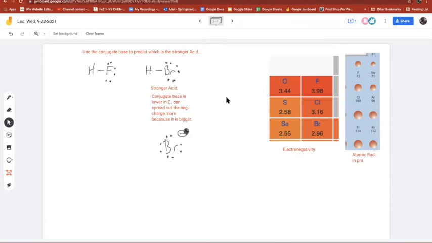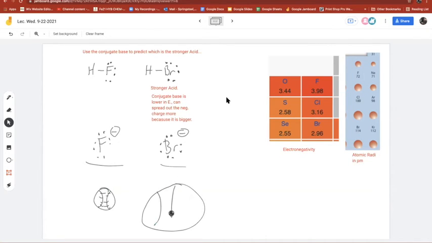Has a negative charge, and the fluoride's looking like this. So imagine the fluoride's a baseball, the bromide's a beach ball, and that negative charge is spread out thick on the fluoride, so it's real dense and more reactive because it's hotter, you know. Whereas the bromide, the negative charge spread out really thin, not so reactive.